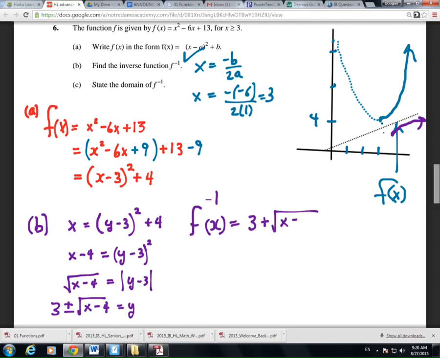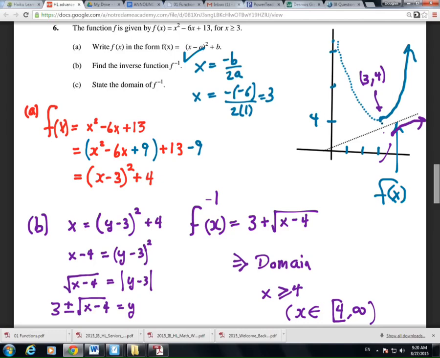But to make the f of x a function, we need to not have plus or minus. We need the one that's going to be the exact inverse here. I choose the positive one because that will add numbers to 3. So here we start at 3 and we add numbers to it, and off we go. So the domain of this function is any x greater than or equal to 4. Notice this notation, x is an element of any number from 4 to infinity, including 4, and then not including infinity because that's not a number.